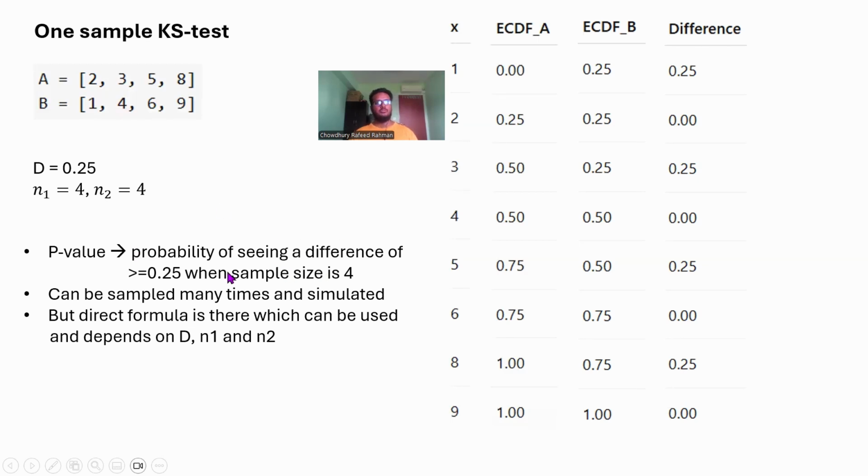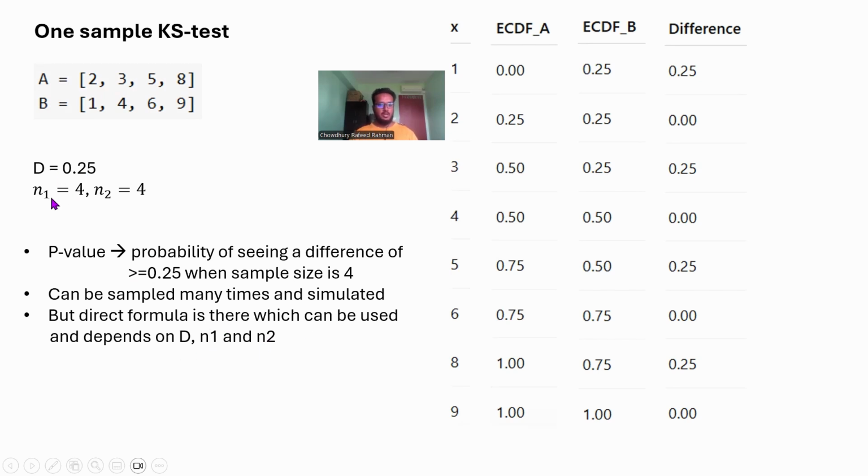One way is to do it like permutation testing. In the previous video, we talked about permutation testing. We can sample from these datasets many, many times, and we can simulate what the D is for different samplings. But that can be cumbersome. So there is a direct formula as well, which I'm not going to show here because that's not the important part. But that formula depends on D, N1, and N2, as I said before.